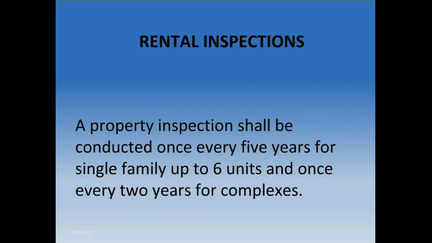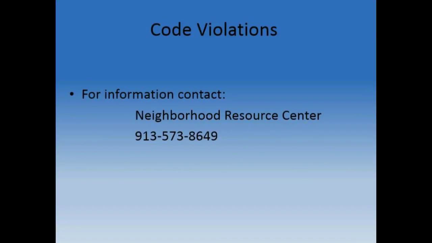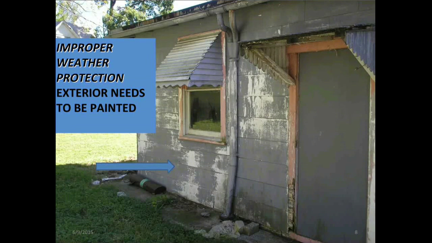Rental inspections. A property inspection shall be conducted once every 5 years for single family up to 6 units and once every 2 years for complexes. Code violations. The Unified Government of Wyandotte County and Kansas City, Kansas have adopted the International Property Maintenance Code. Rental units must adhere to the code. The following slides include many pictures of code violations. For more information, contact the Neighborhood Resource Center at 913-573-8649.